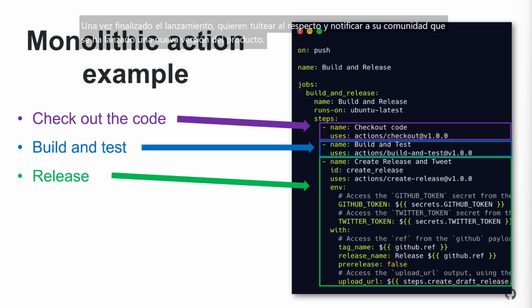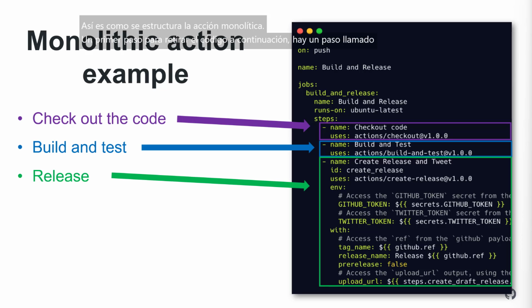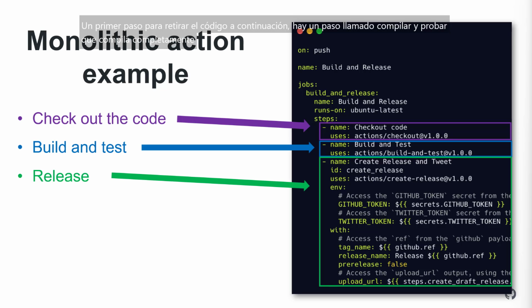Here is how the monolithic action is structured. A first step of checking out code. Next, there is a step called build and test that completely builds the project and then runs testing on it. The next step releases the project. We see a lot going on in one step. A lot of things happening and numerous inputs and information.